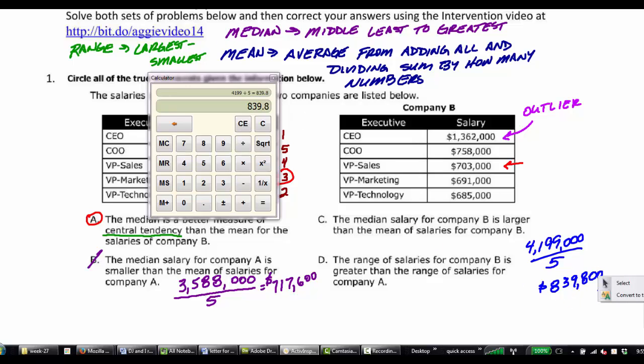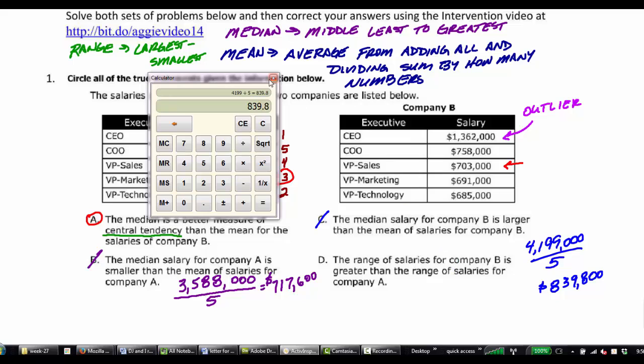839,800. Now, remember I said that the median was a better average? If somebody said, what's the average salary? And you said, oh, it's 839,800. That's bigger than everything on this list except the CEO. So it really doesn't give you a good idea of the average. So the question was, the median for B, median 703, is larger than the mean for B. That's a false statement.